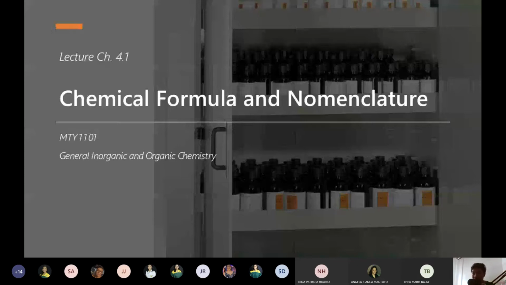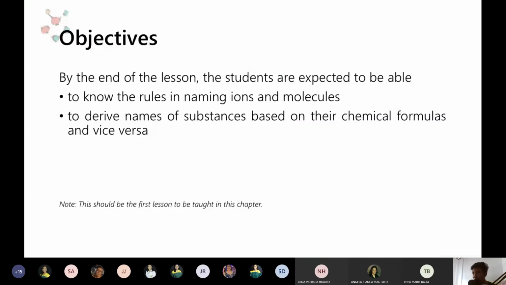Okay, so let's begin our lecture on nomenclature. When I say nomenclature, this is just naming. So, paano tayo nagne-name ng chemical formulas? That is our objective today: to be able to identify the rules in naming our ions and molecules.